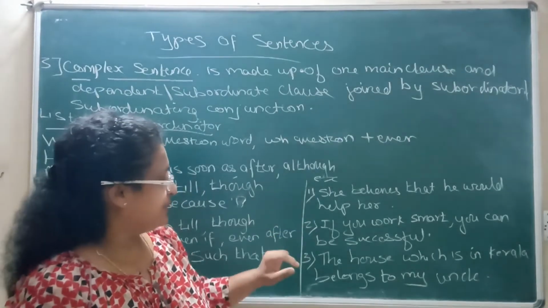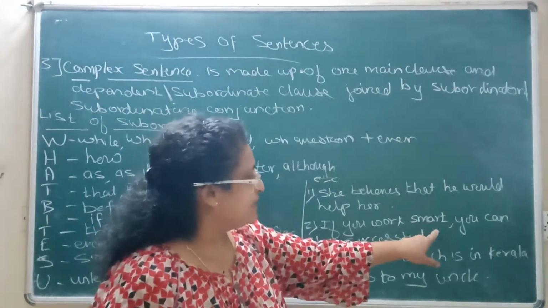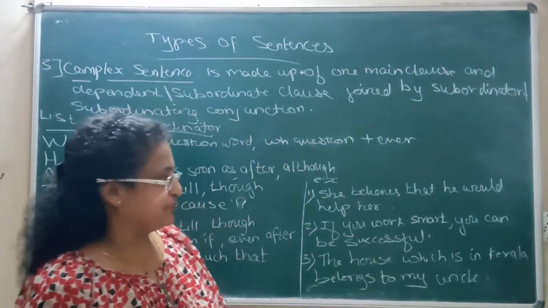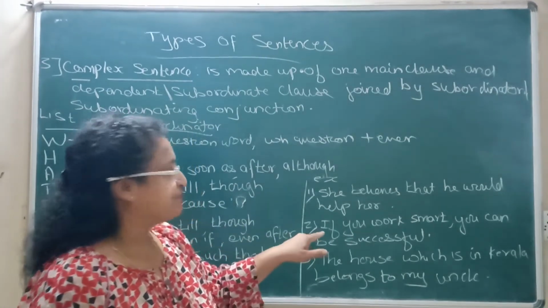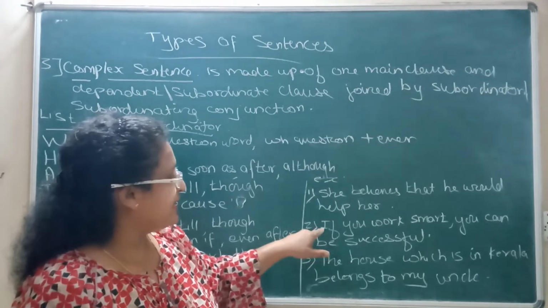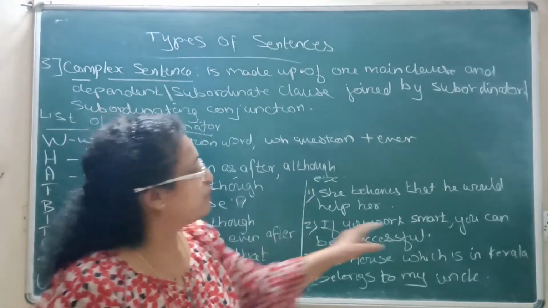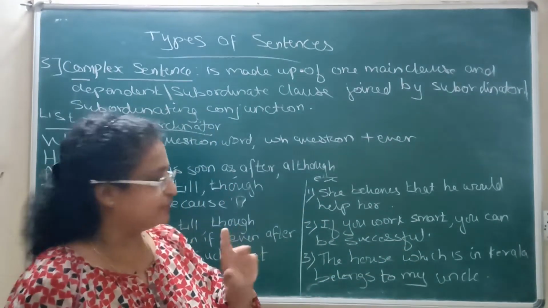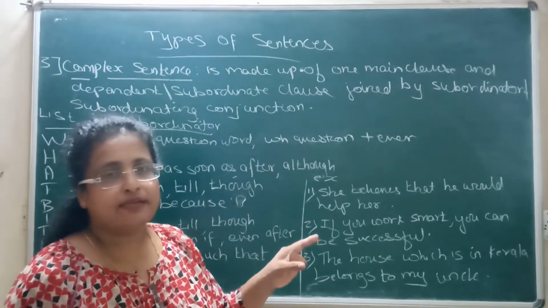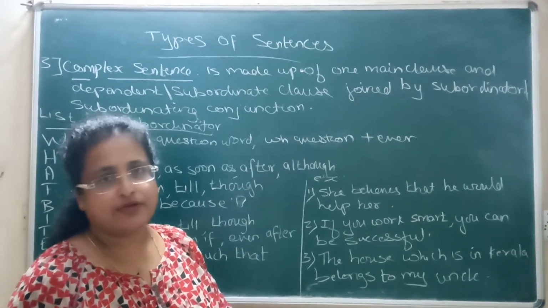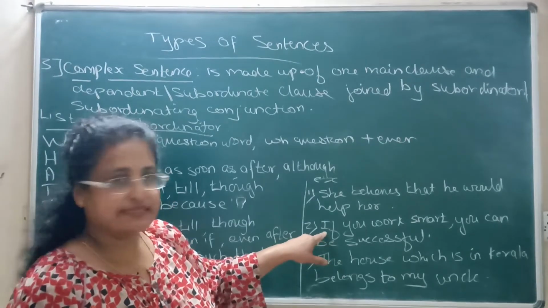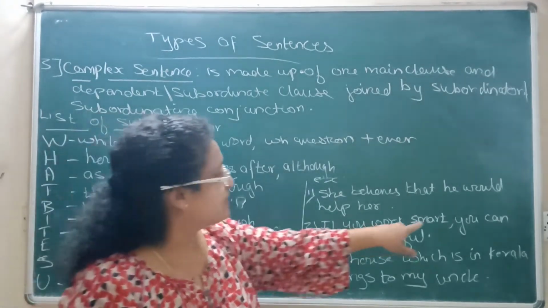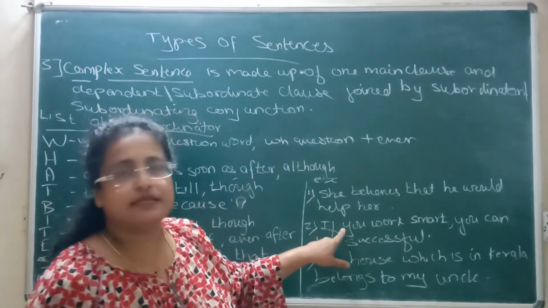See the second one. If you work smart, you can be successful. Now in this case, what is the subordinator here? If. Here, as I told you, the clause beginning with if becomes the subordinate clause. I told you that in a complex sentence there will definitely be one main clause and one or more subordinate clauses. Here, if is the subordinator. So if you work smart, up to here is the subordinate clause.